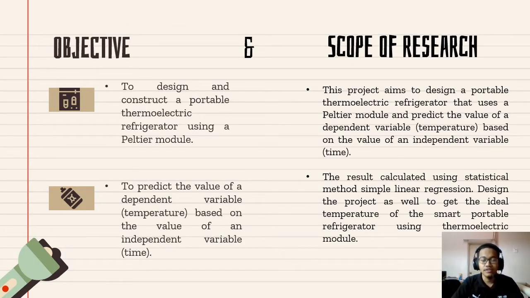There are two research objectives in this research. First, to design and construct a portable thermoelectric refrigerator using a Peltier module. Second, to predict the value of a dependent variable, which is temperature, based on the value of an independent variable, which is time. And for the scope of research, this project aimed to design a portable thermoelectric refrigerator that uses a Peltier module and predict the value of a dependent variable based on the value of an independent variable. The result is calculated using a statistical method, simple linear regression. Design the project as well to get the ideal temperature of the smart portable refrigerator using Peltier module.